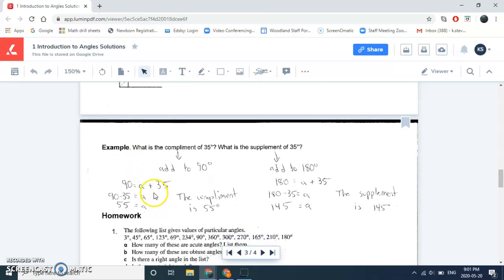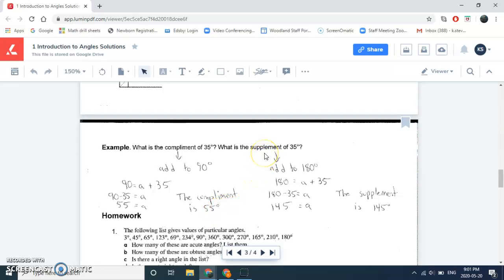So we can use our algebra skills. So we want to single out our variable. So we see plus 35. So the opposite is subtract 35. So 90 minus 35 gives us 55. So the complement of 35 degrees is 55 degrees.